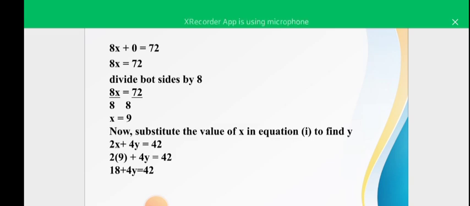So the best thing here is to divide both sides by 8. 8 will go with 8, therefore 72 divided by 8 is equal to 9.